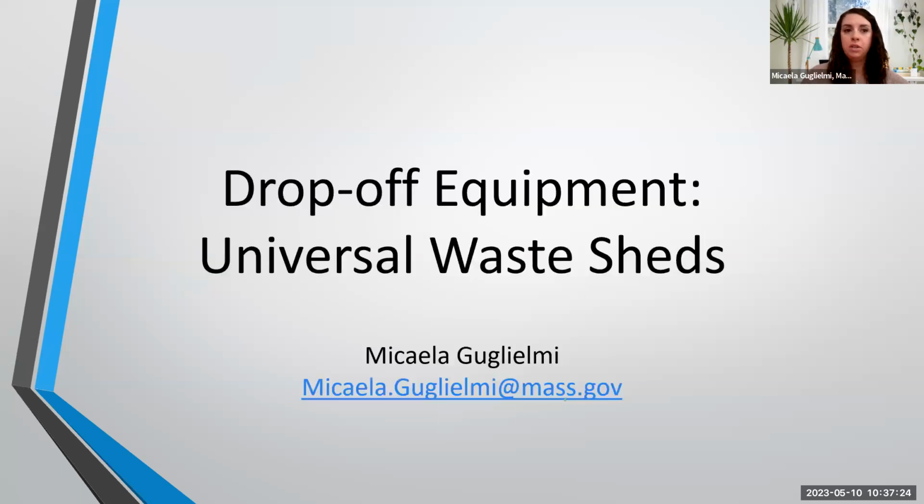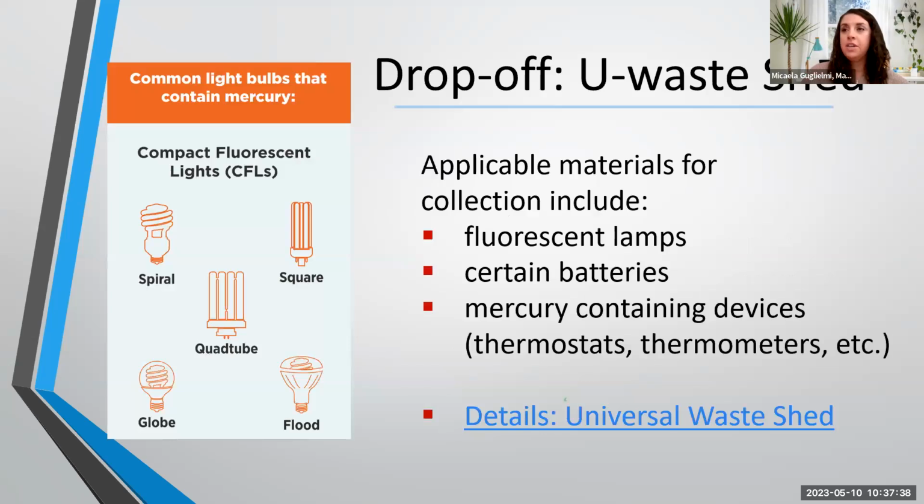All right, so now that you've filled out your certification form, you can start applying to our grants. So one of the grants we offer that I manage is the drop-off equipment and universal waste shed grant. And on the next slide, this is what the grant is for. Any items that contain mercury that you would want to collect from your municipality. This link on our SMRP website has the details document. So if you're interested, review that document and you could let me know if you have questions.